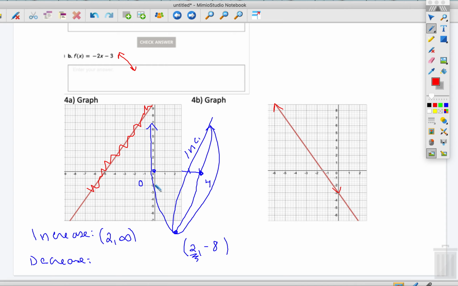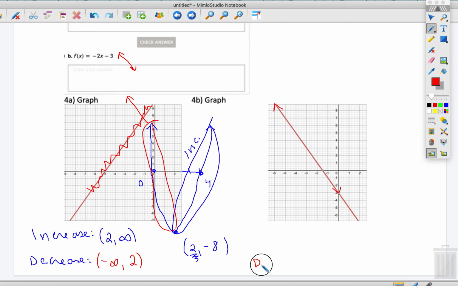We're decreasing right in here, right? You look from left to right. My x values, as I keep plotting points, start at negative infinity, and my x values stop at 2. We're talking about decreasing, falling. Let's look over at the line.